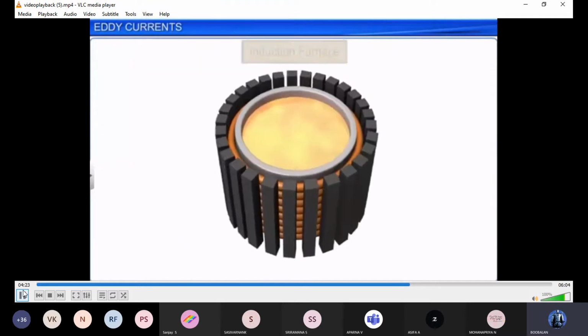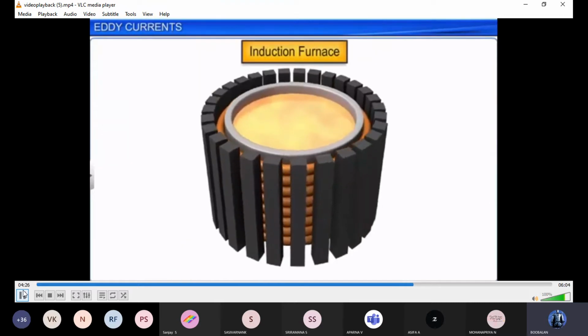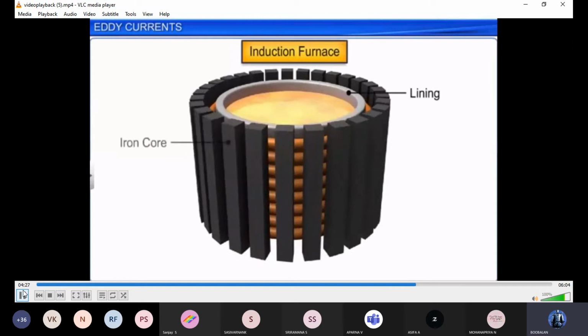Certain galvanometers have a fixed core made of a non-magnetic metallic material. When the coil oscillates, the eddy currents generated in the core oppose the motion and bring the coil to rest quickly.